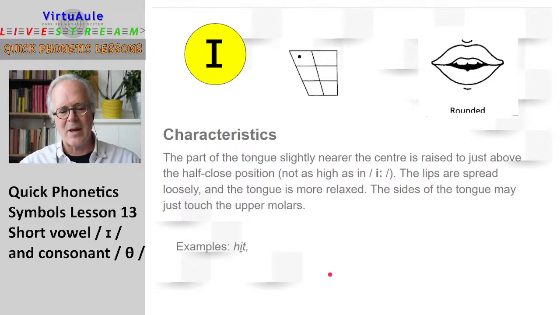Okay, let's look at some examples. The word hit, sausage, biggest, rhythm. Okay, so there are different ways of spelling this. We don't always have the representation of the letter I, but we can also have a Y, we can have an A sometimes.